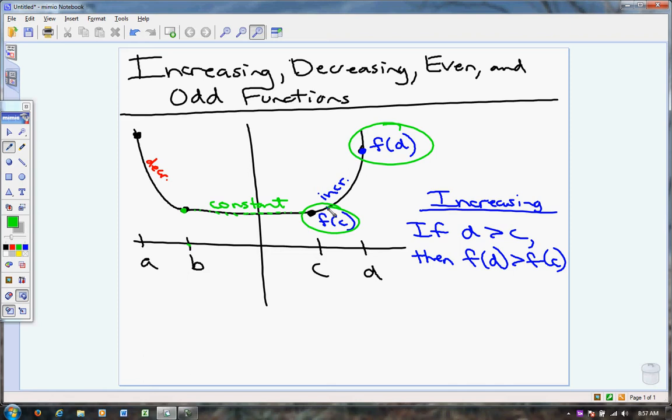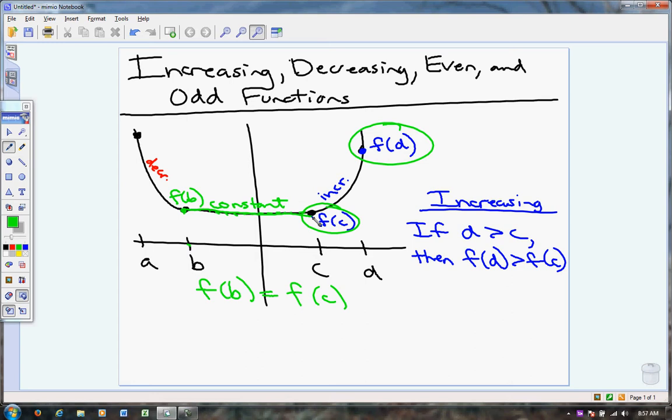Decreasing would be the opposite, right? Now, if they're constant, then I could say that f of b is the same thing as f of c all along here, okay, if it's constant. All the function values stay the same, all right?